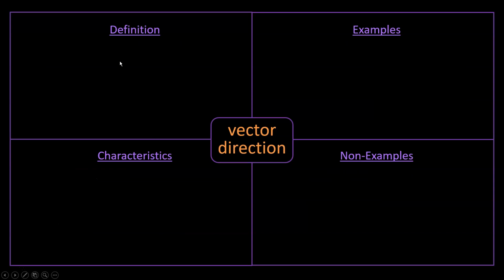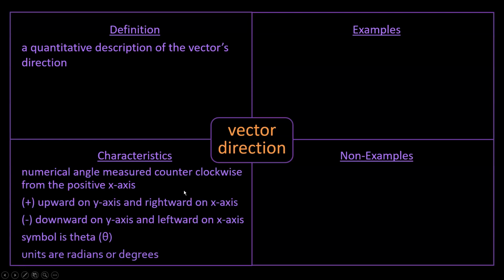Let's talk about the direction of a vector. It's a quantitative description of the vector's direction, so we need to be quantitative about it. It can be a numerical angle measured counterclockwise from the positive x-axis. If we use a plus sign, that means the direction is either upward on the y-axis or rightward on the x-axis. If we use a negative sign, that means that the direction is downward on the y-axis or leftward on the x-axis. The symbol for the direction is theta.